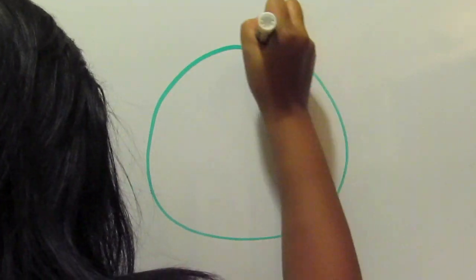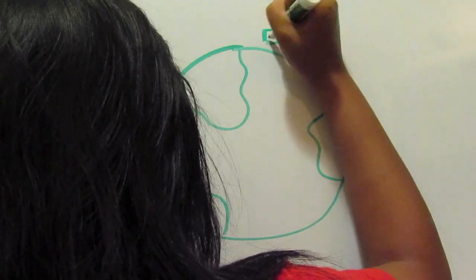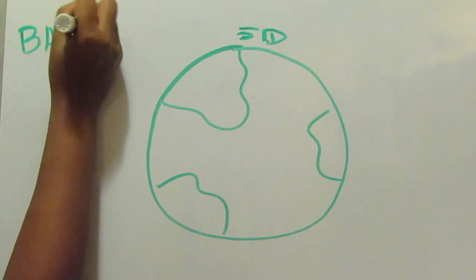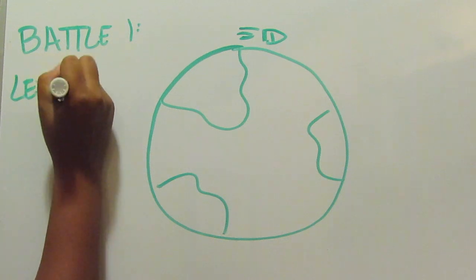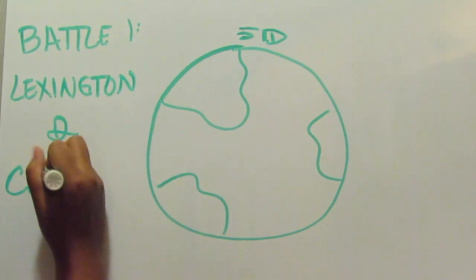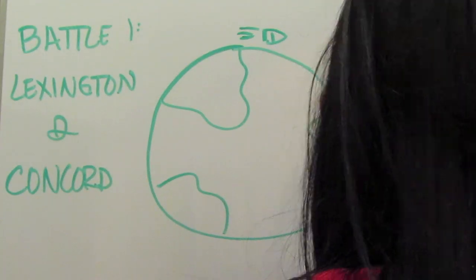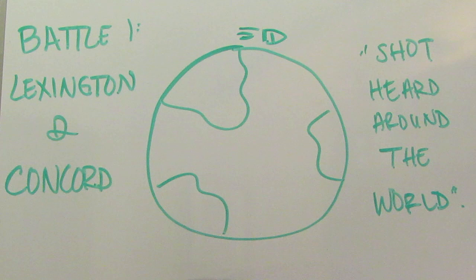The first battle was the Battle of Lexington and Concord, which was fought in April 1775. The British sent troops to capture colonial gunpowder and capture rebel leaders Samuel Adams and John Hancock. The first shot was called the Shot Heard Around the World, and it began the war.